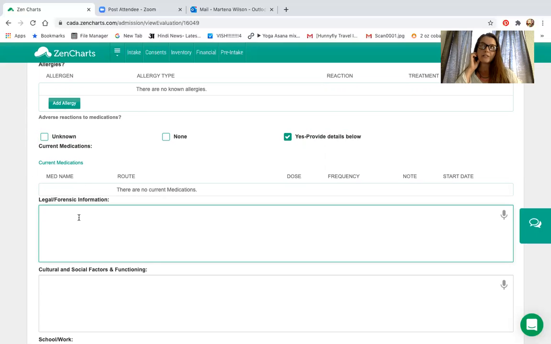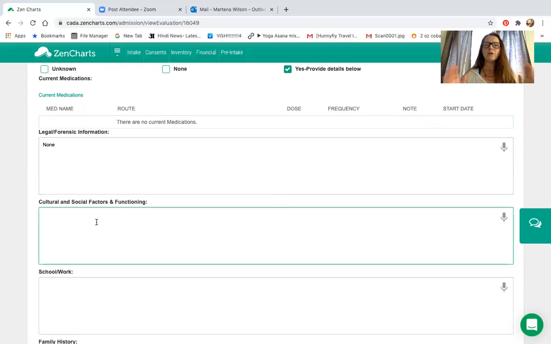So is there a restrictive order with one of the parents or anything going on around those? I'm just going to say none, but if there was, you would put that in here. And again, Brett's going to go over this in more detail. Cultural and social factors and functioning.